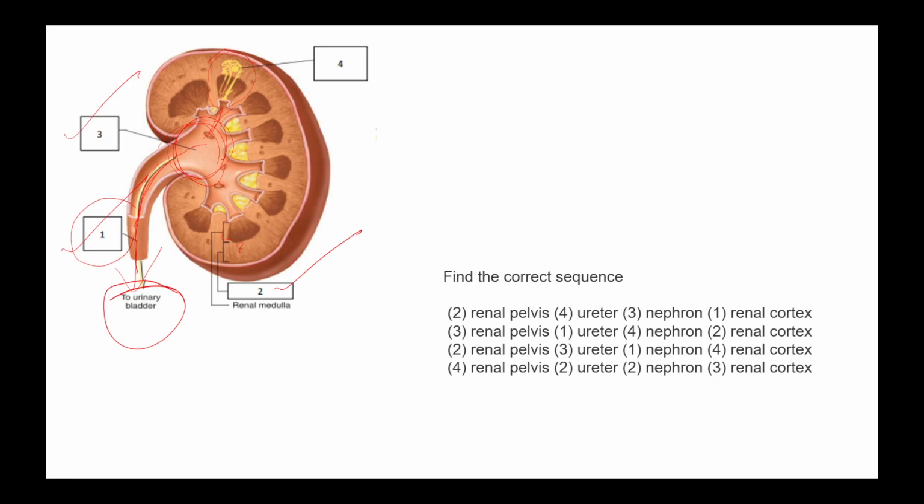Yeah, this is a nephron. We also studied two types of nephron. If the majority of the loop of Henle is present in the renal medulla, it is called a juxtamedullary nephron. Juxta means close, and medullary refers to the medullary portion.